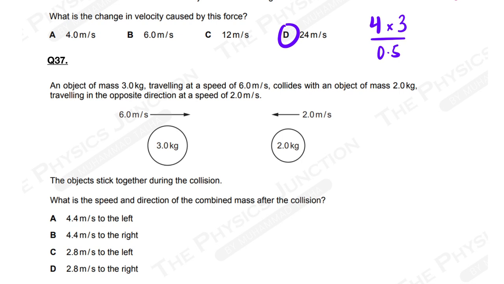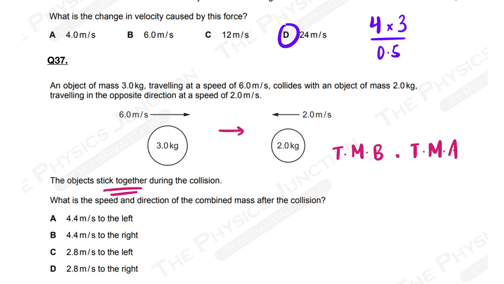An object of mass 3 kg traveling at a speed of 6 meters per second collides with an object of mass 2 kg traveling in the opposite direction at a speed of 2 meters per second. Objects stick. What is the speed and direction of the combined mass after the collision? Again, this is a slightly different question, but nonetheless, this would be done with the same approach. Total momentum before equals total momentum after.